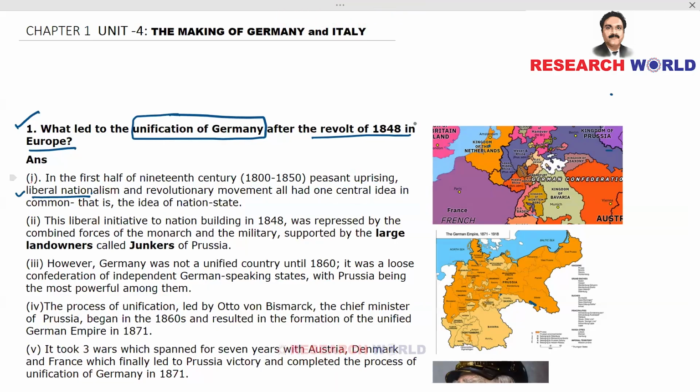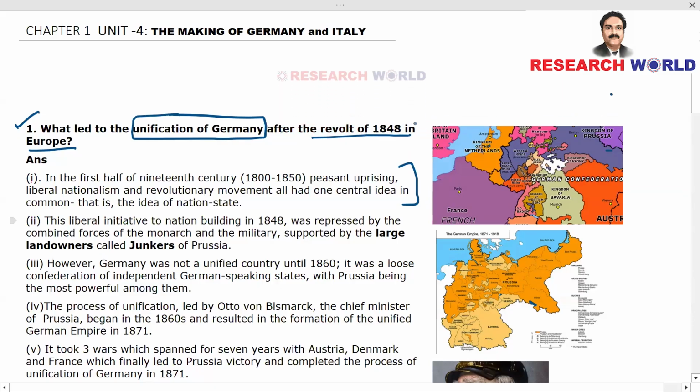Students, you will recall the fact that we have discussed all these concepts, that is peasant uprising, liberal nationalism, revolutionary movement, even the idea of nation state. All these points were discussed in our previous videos, that is for Unit 1, 2 and 3. So please refer to those classes so that you will get a good idea about what exactly these concepts are.